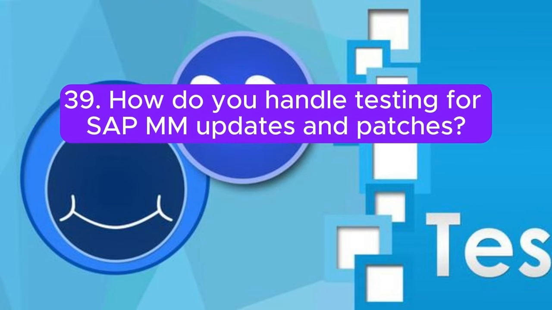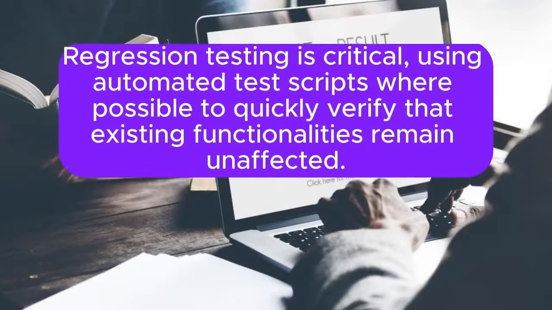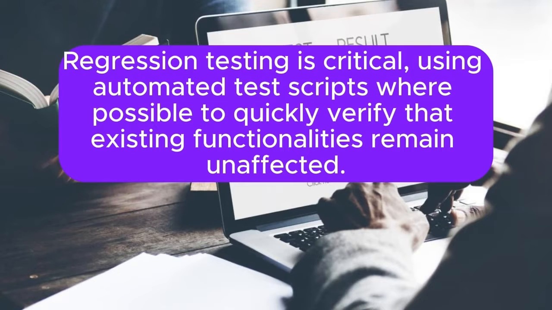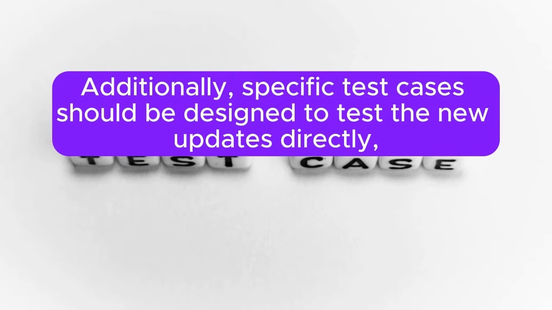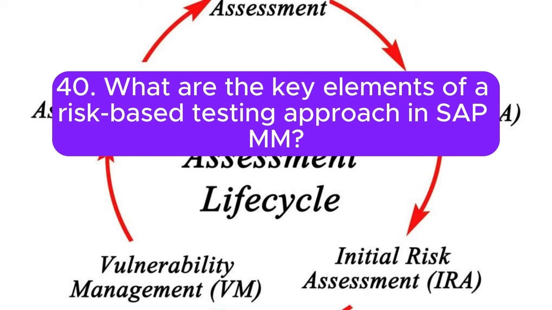39. How do you handle testing for SAP MM updates and patches? Answer. Testing for SAP MM updates and patches involves first identifying the changes introduced and their potential impacts. Regression testing is critical, using automated test scripts where possible to quickly verify that existing functionalities remain unaffected. Additionally, specific test cases should be designed to test the new updates directly, ensuring they perform as expected without introducing new issues.